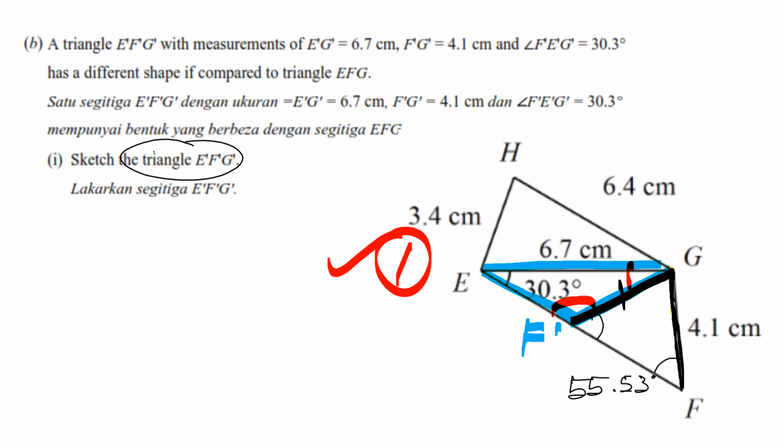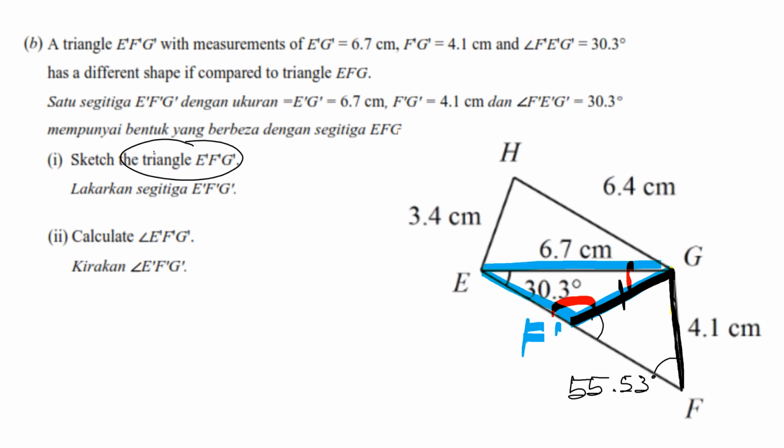Right? So then after that, the second part says, let's continue to part B, part 2. Okay, calculate the angle of E prime, F prime, G prime. It means that the question is asking you for this angle. What's the angle for this? Okay, this is a triangle. I draw again the triangle. The question is asking you for this angle, E prime, F prime, G prime.